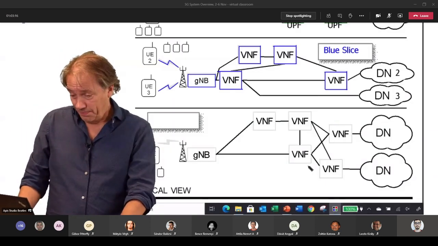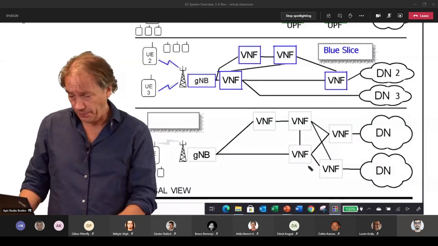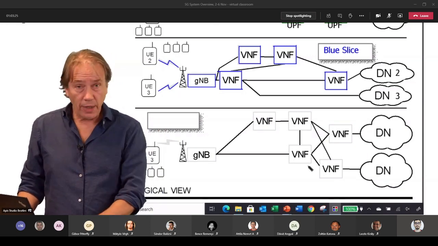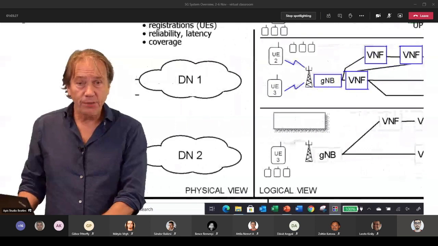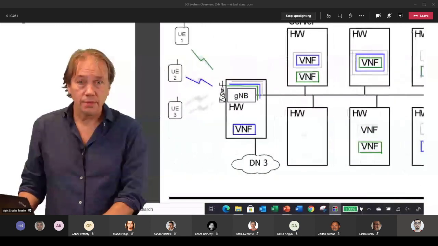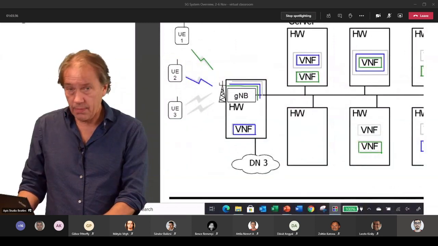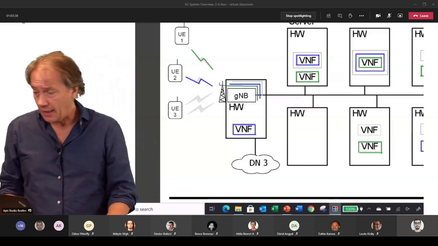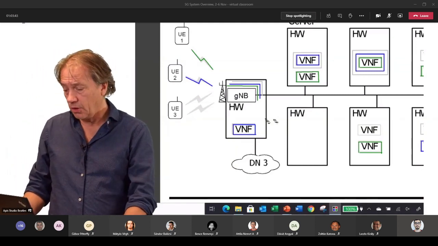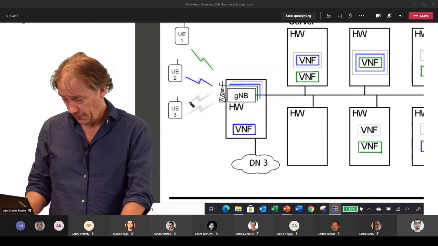All right, time to continue. And of course, there will be a red network slice here too. So let's look at that. As indicated, UE number 3 also belongs to the blue network slice.